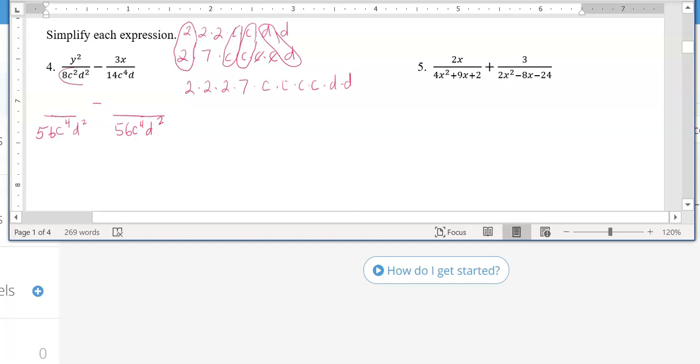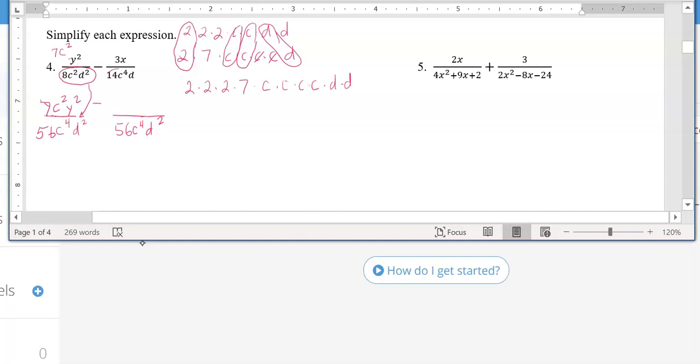Take your original denominator and divide it into our new LCD. And 8 goes into 56 7 times. C squared goes into c to the fourth, c squared times, and the d squares would cancel because they match. So I take that 7c squared, which is what I got when I divided, and I'm going to multiply that times y squared. And I get 7c squared y squared.